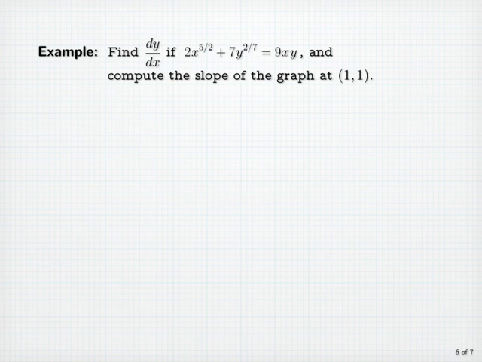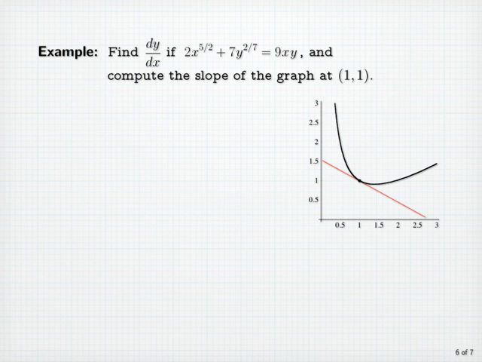Example: find dy/dx if 2x to the 5/2 power plus 7 times y to the 2/7 power equals 9xy, and compute the slope of the graph at the point (1, 1). Here's the graph of that equation and the tangent line at the indicated point. To find dy/dx, we'll differentiate each side of the equation.